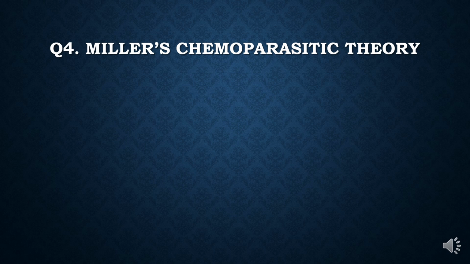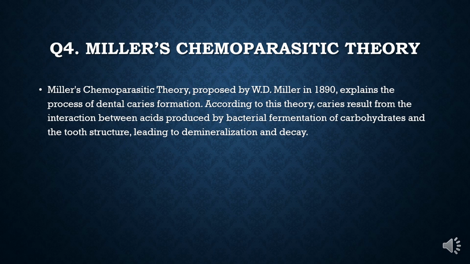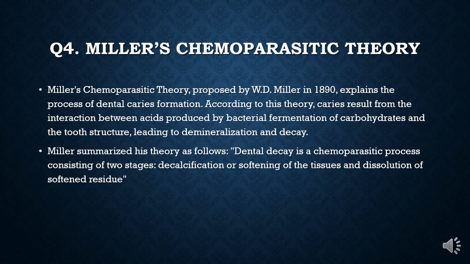Number 4 is Miller's chemicoparasitic theory. Miller's chemicoparasitic theory was proposed by W. D. Miller in 1890. It explains the process of dental caries formation. According to this theory, caries result from the interaction between acids produced by bacterial fermentation of carbohydrates and the tooth structure, leading to demineralization and decay. Miller summarized his theory as follows. Dental decay is a chemoparasitic process consisting of two stages. First is decalcification or softening of the tissues and dissolution of this softened residue.